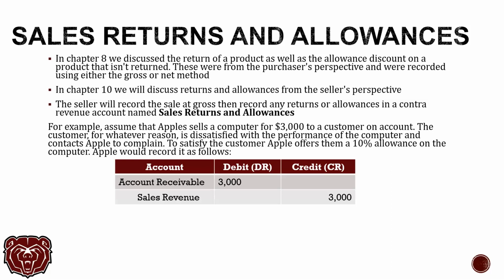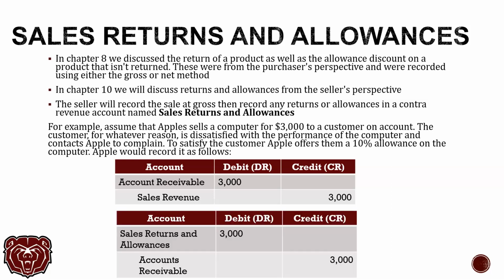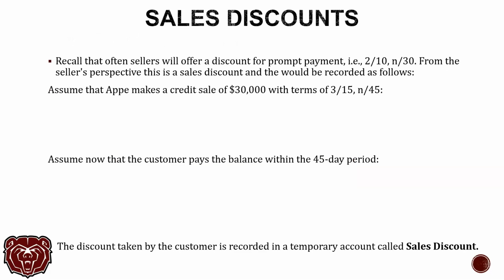So the initial sale was AR for $3,000, increased with a debit. Sales revenue increased with a credit. Okay. The allowance is going to be recorded as follows, and this should be for $300, not $3,000. We're going to debit sales returns and allowances. Okay, this is that contra account, the contra revenue account, so it increases with a debit. And then we're going to credit the accounts receivable to reduce it by the amount of the allowance.